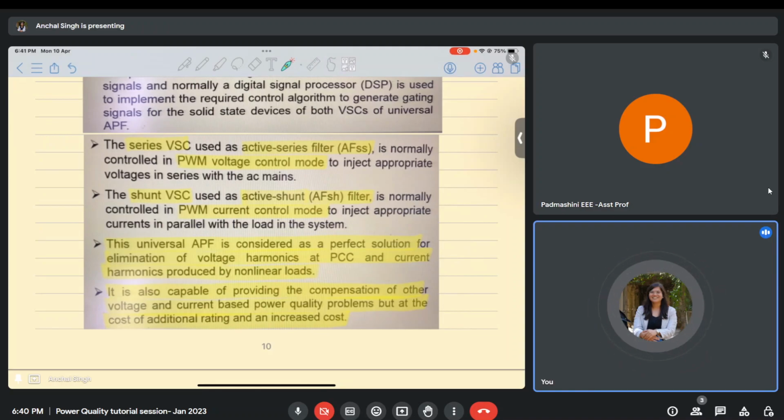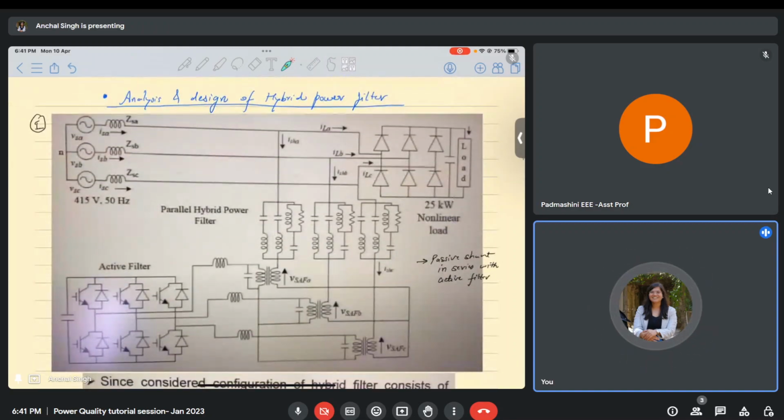If I put this filter just at a place where only voltage has to be maintained or power factor is to be corrected, this is a very overkill solution. So while giving a solution, you need to take care of these aspects as well. Now let us look at the analysis and design of the hybrid power filter.